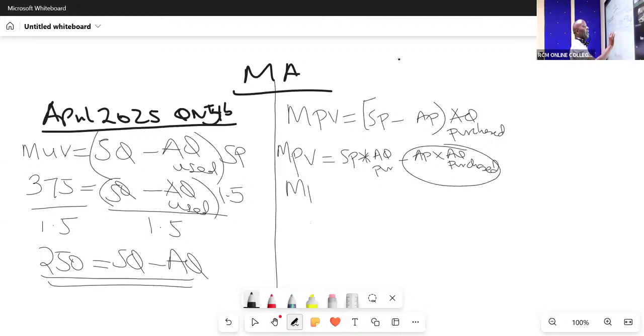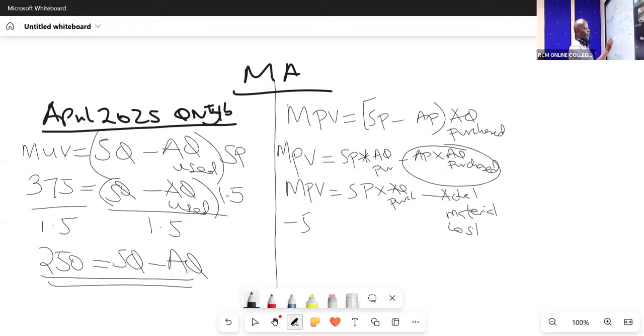I can say MPV equals SP times AQ purchased, minus actual material cost. Ladies and gentlemen, do I have my material price variance in the question? How much do we have there? 585. Adverse or negative, isn't it? So minus 585.